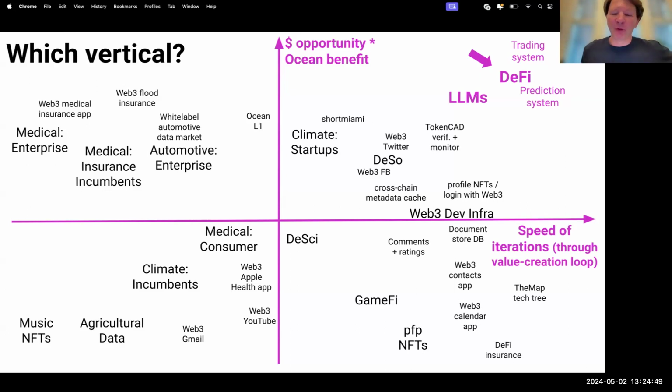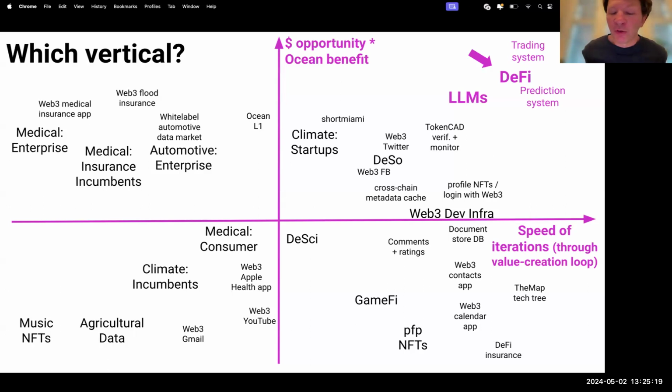That's the worst of both worlds, but the best of both worlds is the top right, right? This is where you can loop through the data value creation loop quickly. That's the X axis, and then larger dollar opportunity, that's the Y axis. And this is where LLMs definitely fit, because if you build an LLM or a tool using it, there's a lot of consumer demand for this, right? So we're seeing a lot of startups pop up because they're coming up with new apps. There's almost certainly thousands of AI startups now wrapping LLMs.